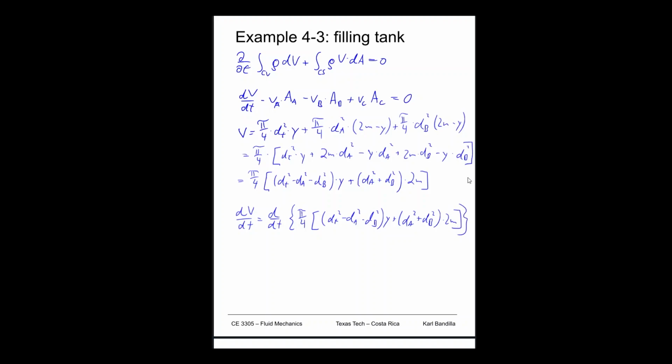And what can we say? Well, if we look back at the last term, dA is the diameter of the flow coming in at A. dB is the same for B. Neither of those are going to change with time. 2 meters is also a constant, so this whole thing does not change. So we're just left with the front part. The only thing that's changing is the y, all these are constants. So this would be equal to pi over 4 times that bracket dt squared minus dA squared minus dB squared times dy dt. That would be our dV dt term.